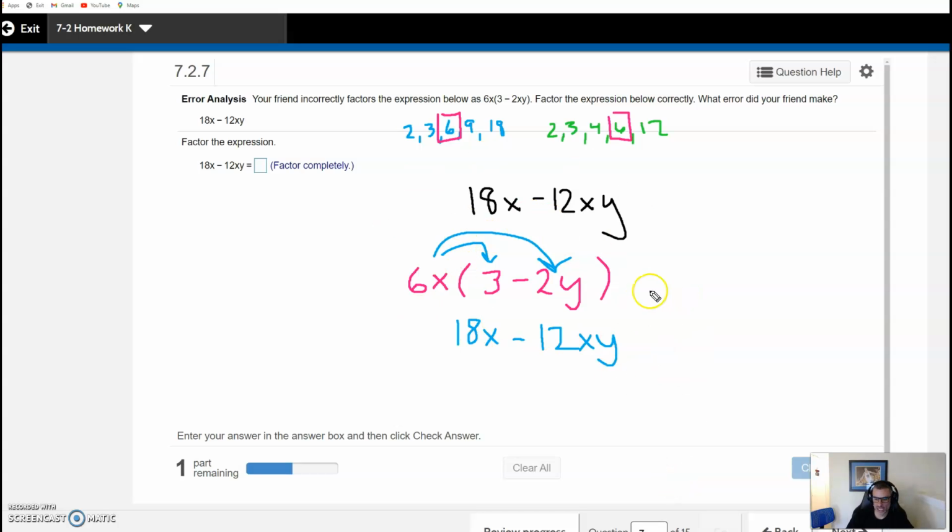I'm happy to do more of this type of problem. Again, this one can be a little more confusing because of the double variables. But basically, look at your 2 terms, and you're going to factor out everything that they have in common. In this case, they had 6's in common, and they had an x in common. And so we were able to factor those things out.